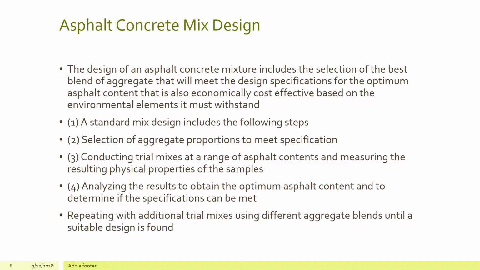So of course, number 1 here, standard mix design includes the following steps. We select the aggregate proportions to meet the specifications that we're looking at. Again, we talked about compaction, soil analysis, investigations, and all this good stuff. We want to conduct trial mixes at a range of asphalt contents and measure the resulting physical properties of the samples. We then want to analyze the results to obtain the optimum asphalt content and to determine if the specifications can be met. We repeat this with additional trial mixes using different aggregate blends until a suitable design is found.